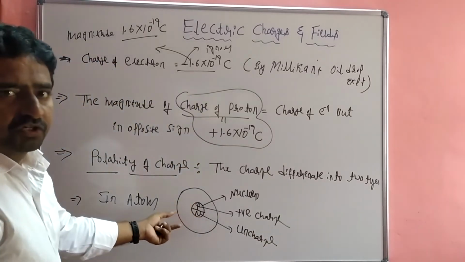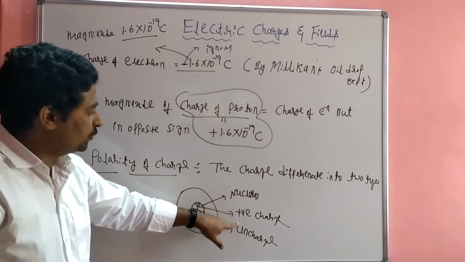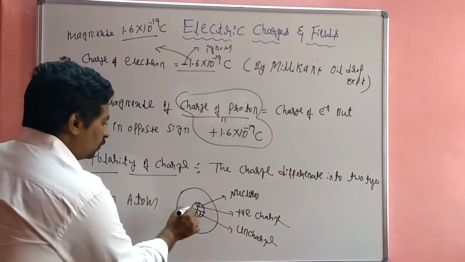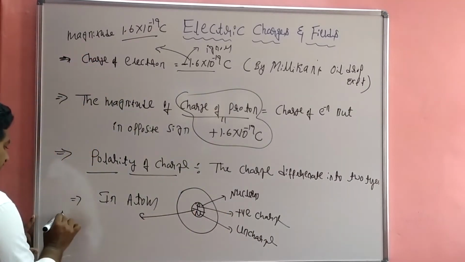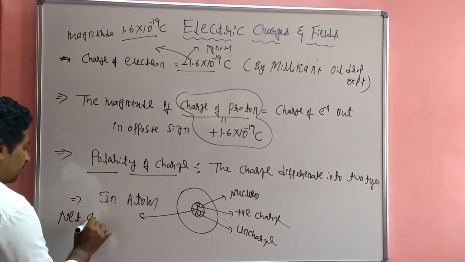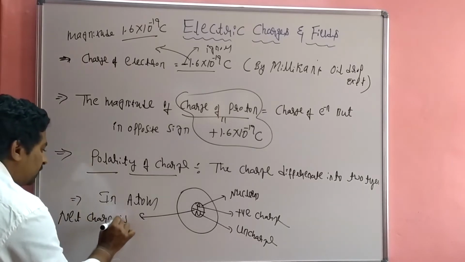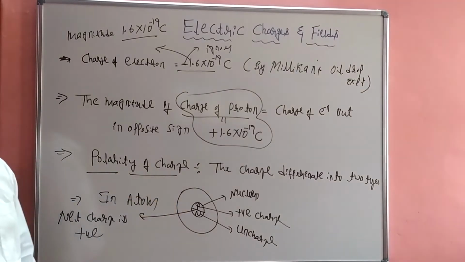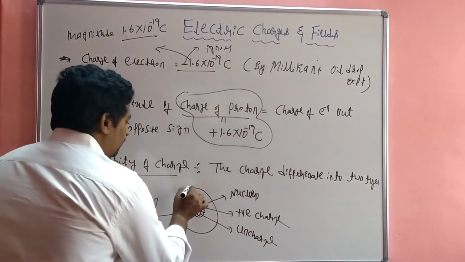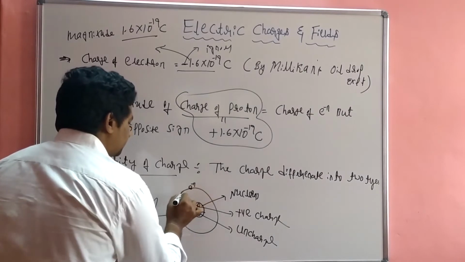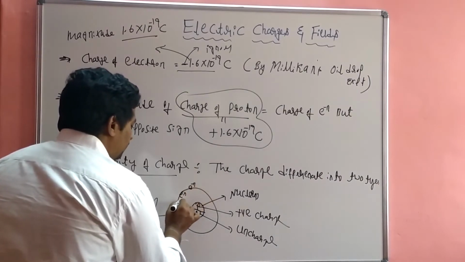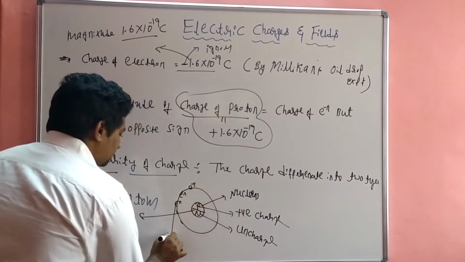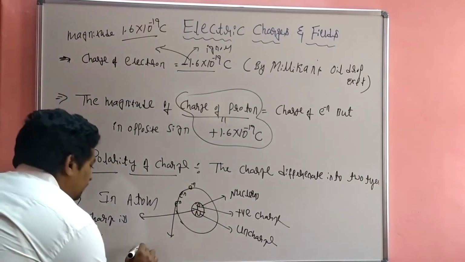So what is the net charge inside the nucleus? Positive and uncharged. The net charge in the nucleus is positive. The electrons are revolving around the nucleus. The electron is negatively charged.